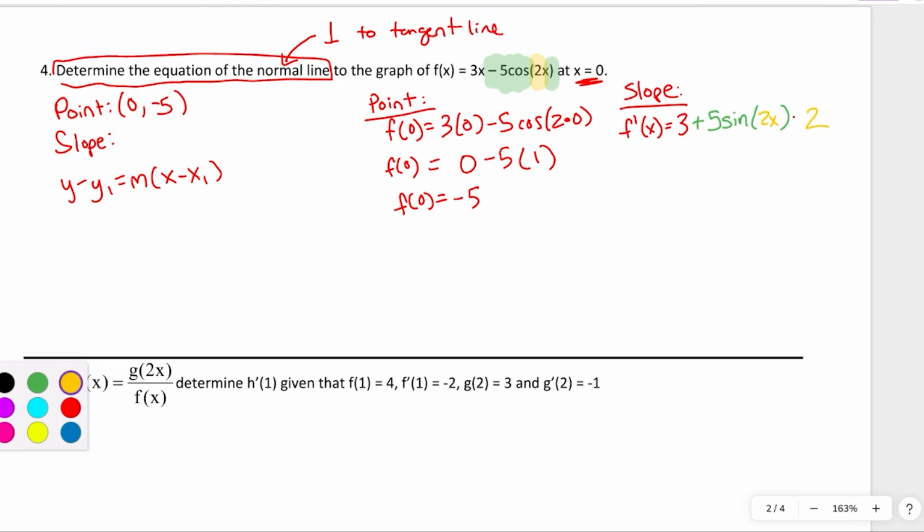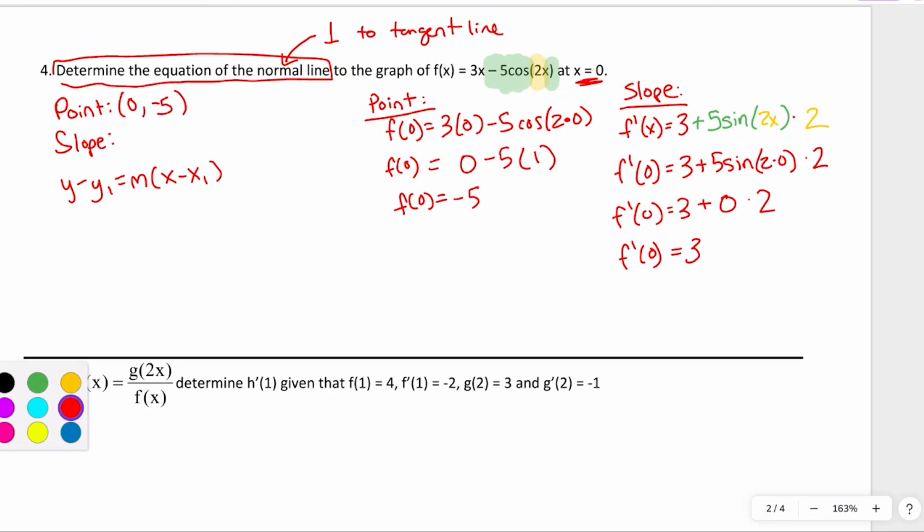Okay, so that's the derivative of f, and now we want to compute the derivative of f when x is 0. So that's going to be 3 plus 5 times sine of 2 times 0 times 2. 2 times 0 is 0, and sine of 0 is 0. 0 times 5 is just 0. So we have 3 plus 0 times 2. So the slope of this graph when x is 0 is 3. So let's go ahead and write our slope here is 3.